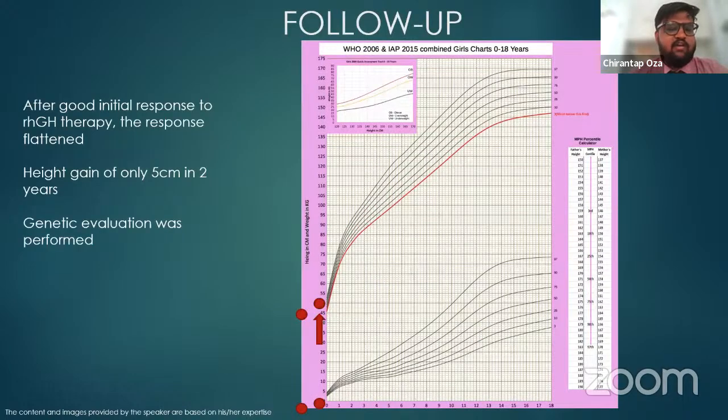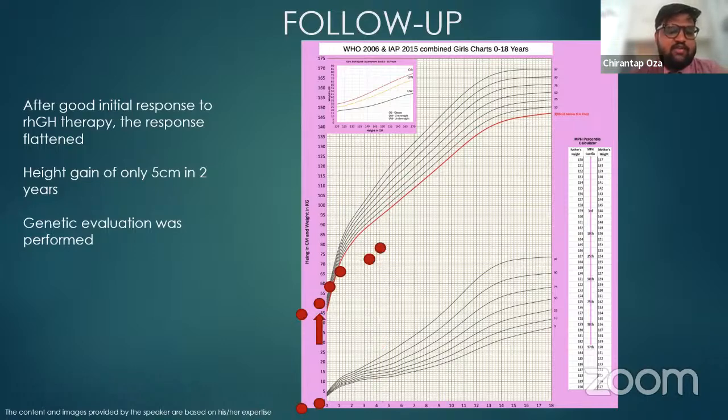So considering a diagnosis of growth hormone deficiency, she was started on growth hormone therapy, and at age of 2.6 years, she was 68 centimeters. At age of 3.6 years, she was 74 centimeters. But by the age of 5.5 years, she was only 79 centimeters. And at 6.6 years, her height was 83 centimeters only. So after a good initial response to growth hormone therapy, the response flattened and a height gain of only 5 centimeters was noted in 2 years.